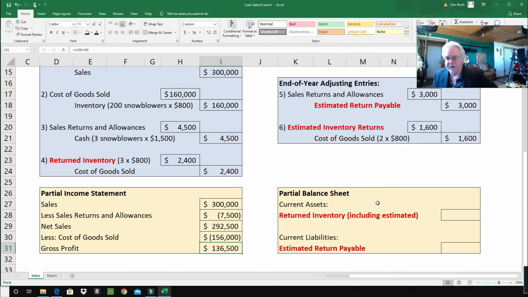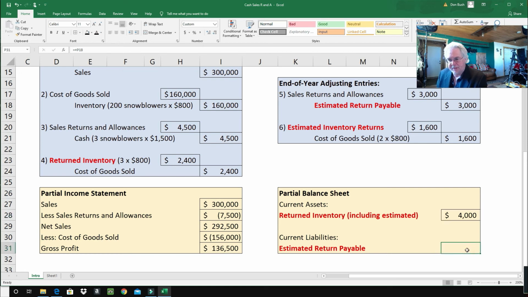Coming over here to the balance sheet. Now this is really where the only difference is from the last example. This is the only difference between the credit sales and the cash sales. And of course we're doing cash sales today. The returned inventory, we've got $2,400 over here. We've got $1,600 estimated to be returned, so that's a grand total of $4,000. And lastly, the estimated return payable.